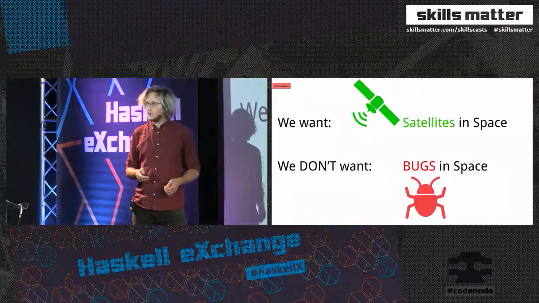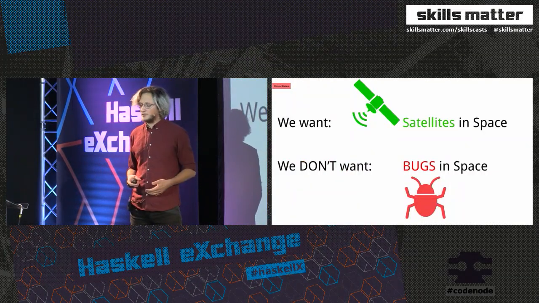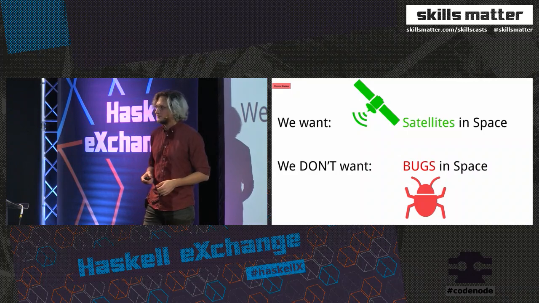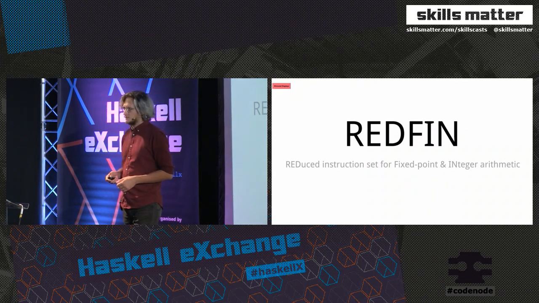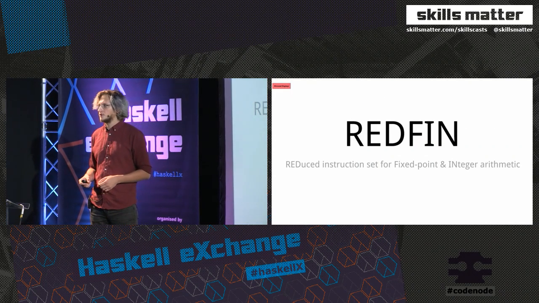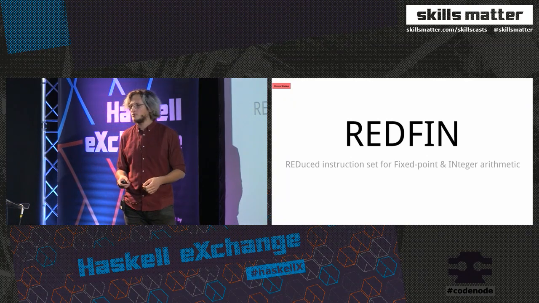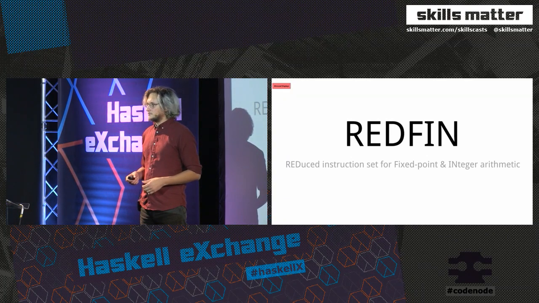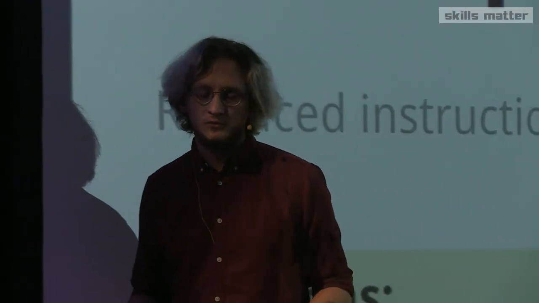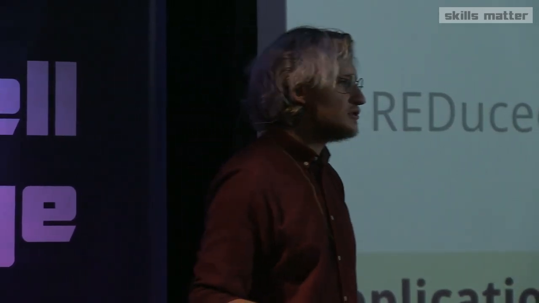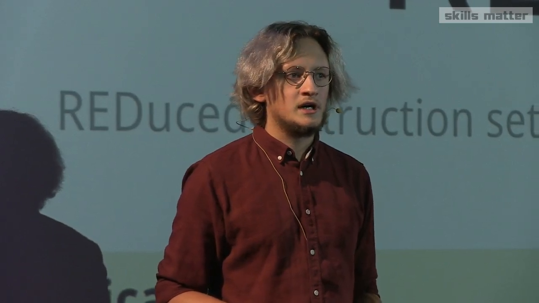We're going to look at these people at RUAG Space. They use a specialized instruction set called Redfin, which stands for Reduced Instruction Set for Fixed Point and Integer Arithmetic. Its main application is to be deployed as a part of a control unit for solar panels and antenna pointing units, and it's supposed to be a substitute for custom FPGA deployed control circuitry.